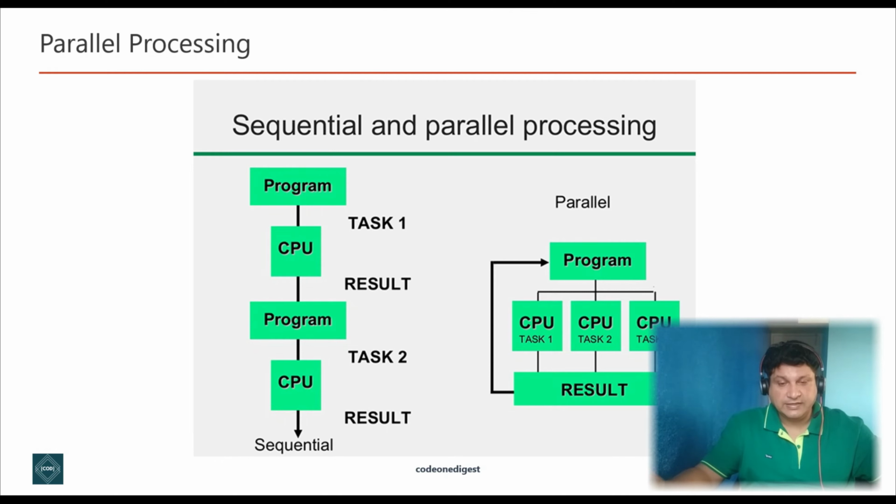But ultimately, in parallel processing, all these tasks are executing in parallel, task 1, task 2, and task 3, and giving us a result. So obviously, this parallel processing is always faster than sequential processing.